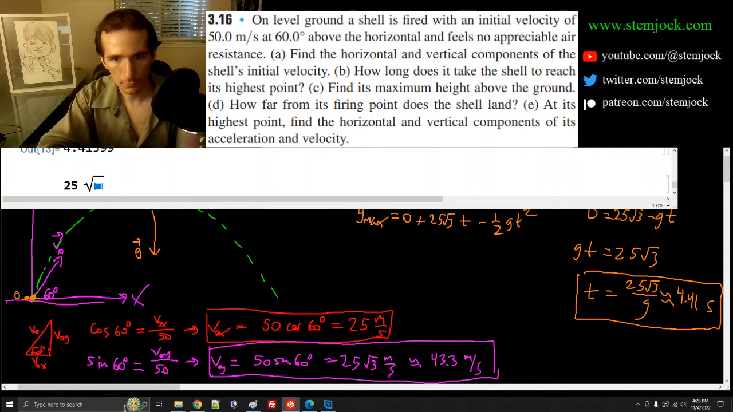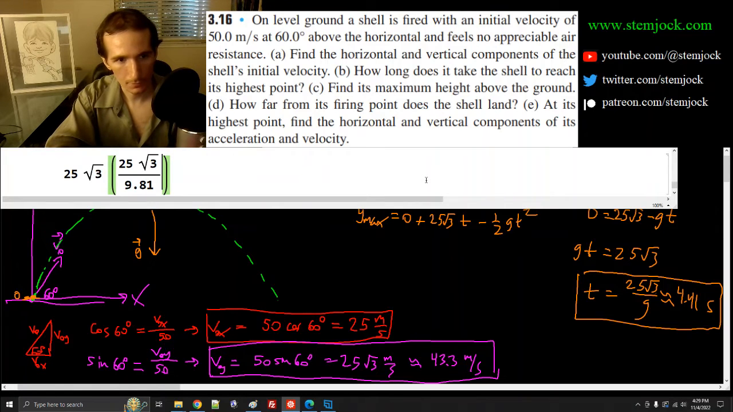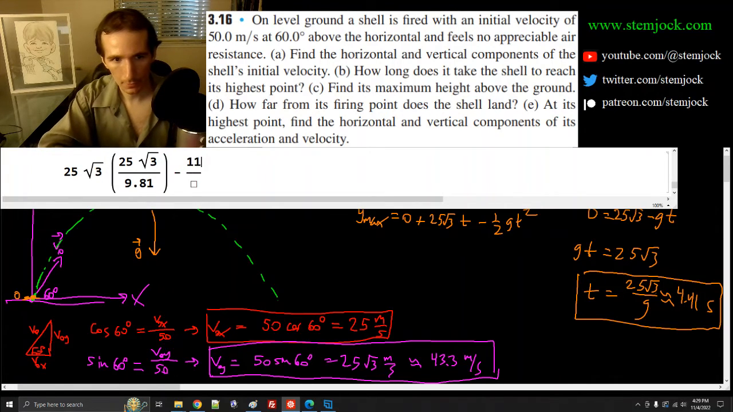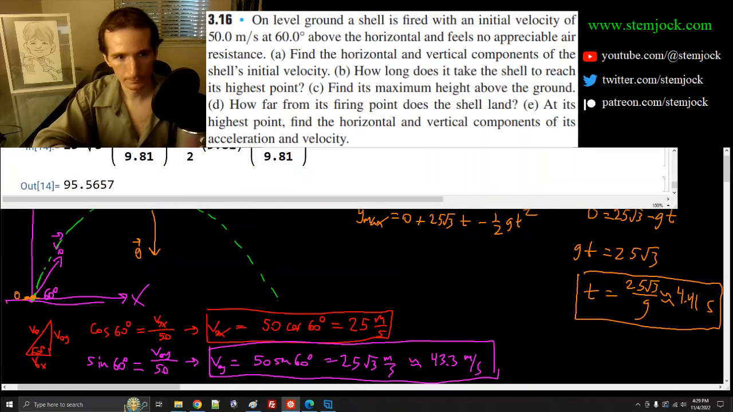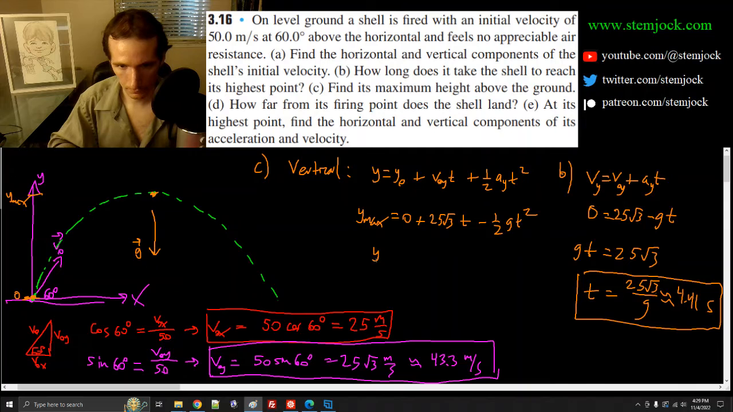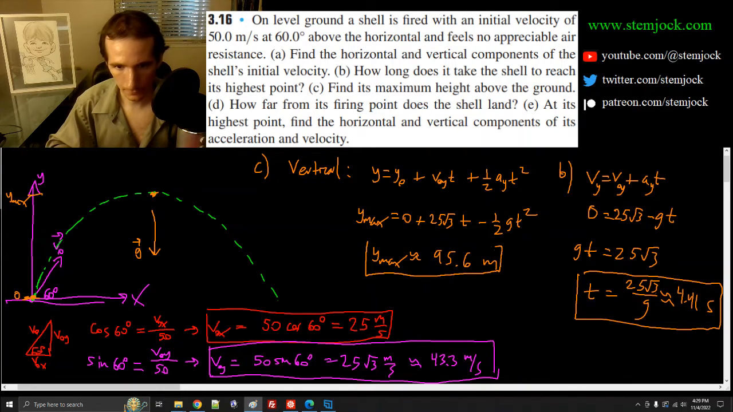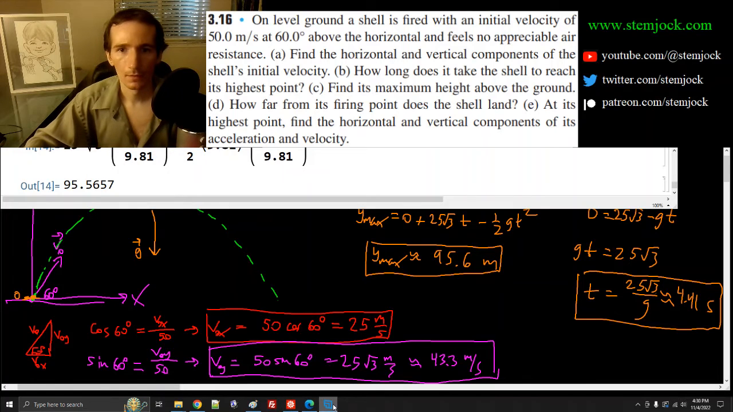All right, 25 square root 3 times t, now minus 1/2 times 9.81 times t squared. So we have a maximum height of 95.6 meters. This is our answer for part C. 95.6, yep. Okay.